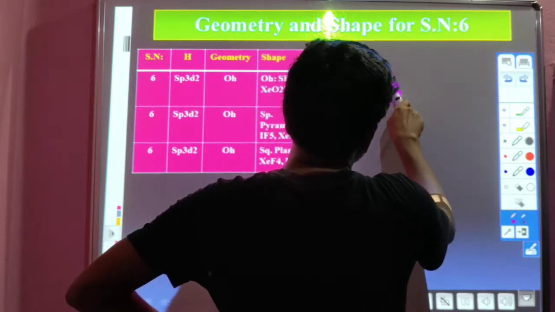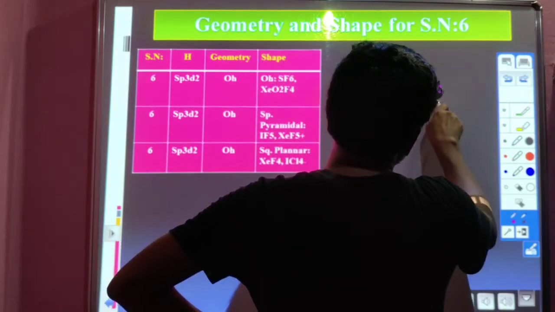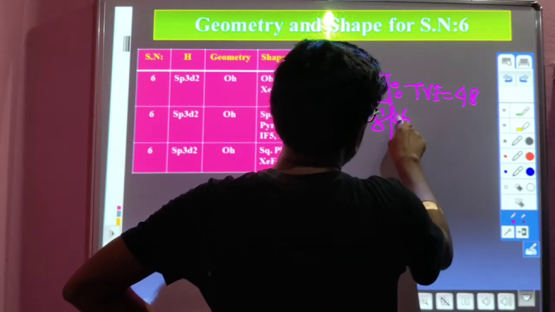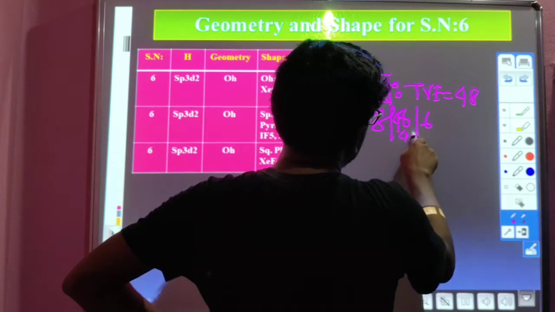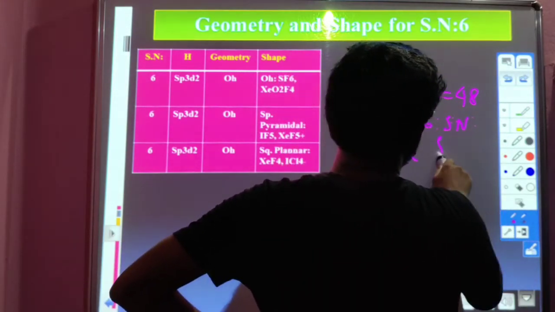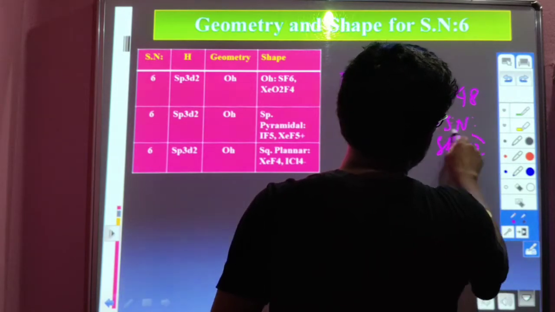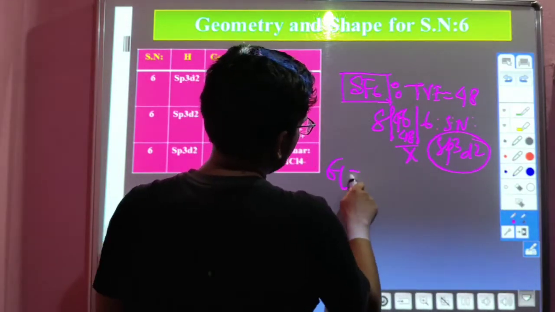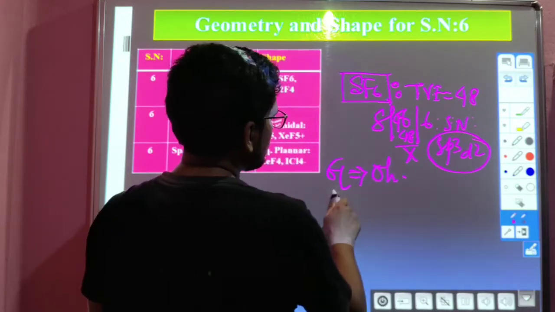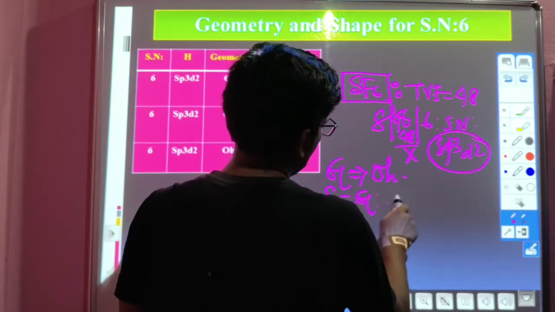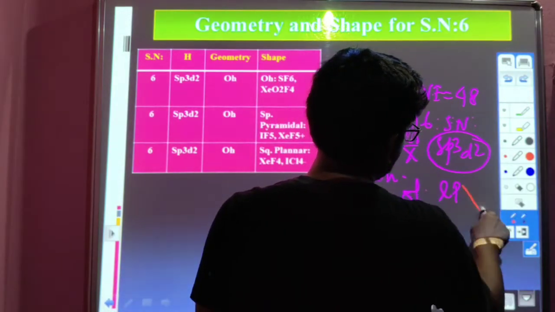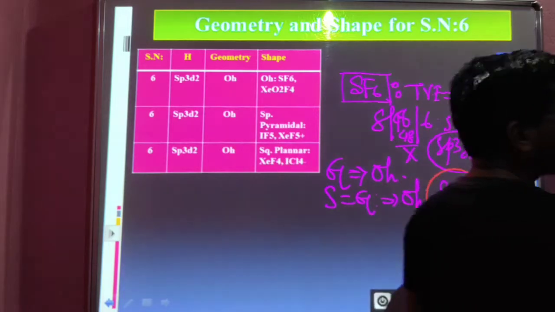Total valence electron 48. Steric number 6, hybridization sp3d2. So the geometry is octahedral. Shape is equal to geometry, and it is also octahedral because lone pair is absent. Clear?